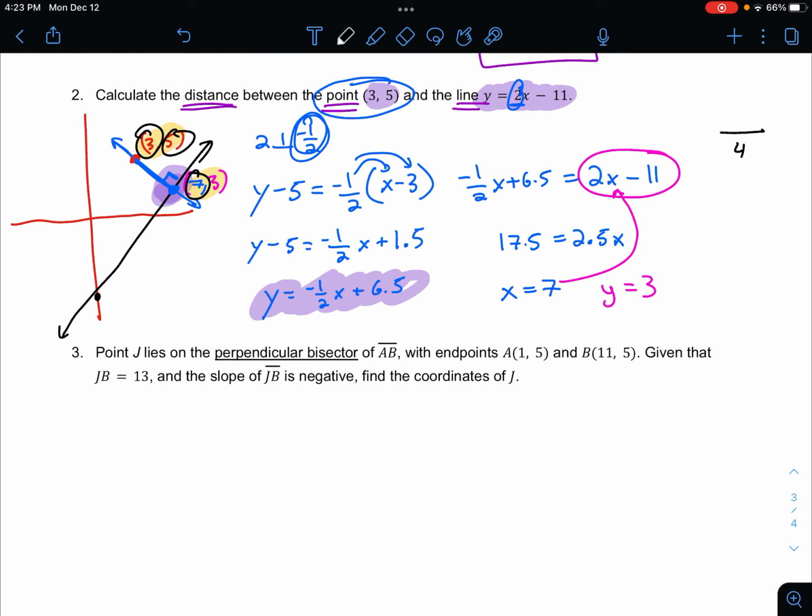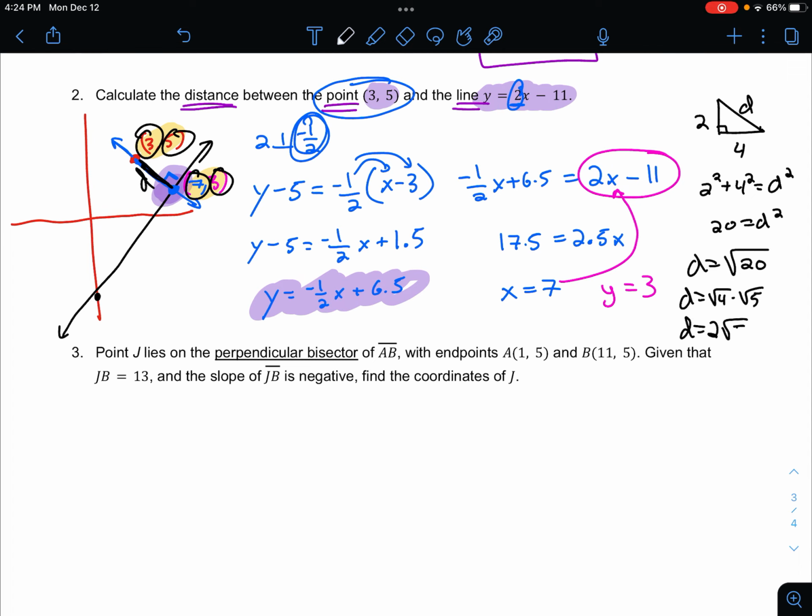The difference in my x-coordinates is 4. The difference in my y-coordinates is 2. If I want to find the distance between these two coordinates, I can use Pythag and say 2 squared plus 4 squared is d squared, 20 is d squared, and d is the square root of 20. Again, if I wanted to, I could simplify this. d is the square root of 4 times the square root of 5, or d is 2 square root 5. You can find the decimal approximation if you prefer as well.